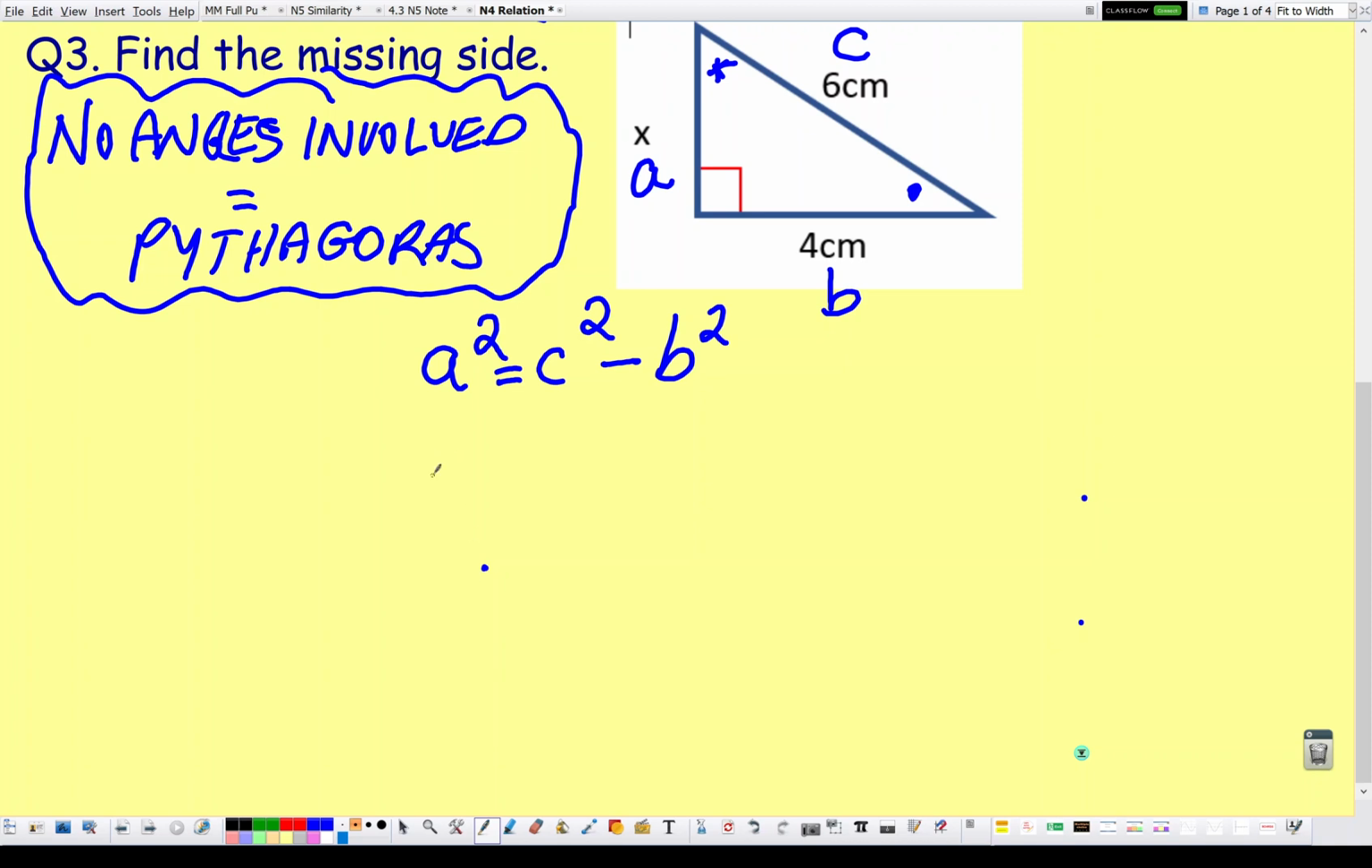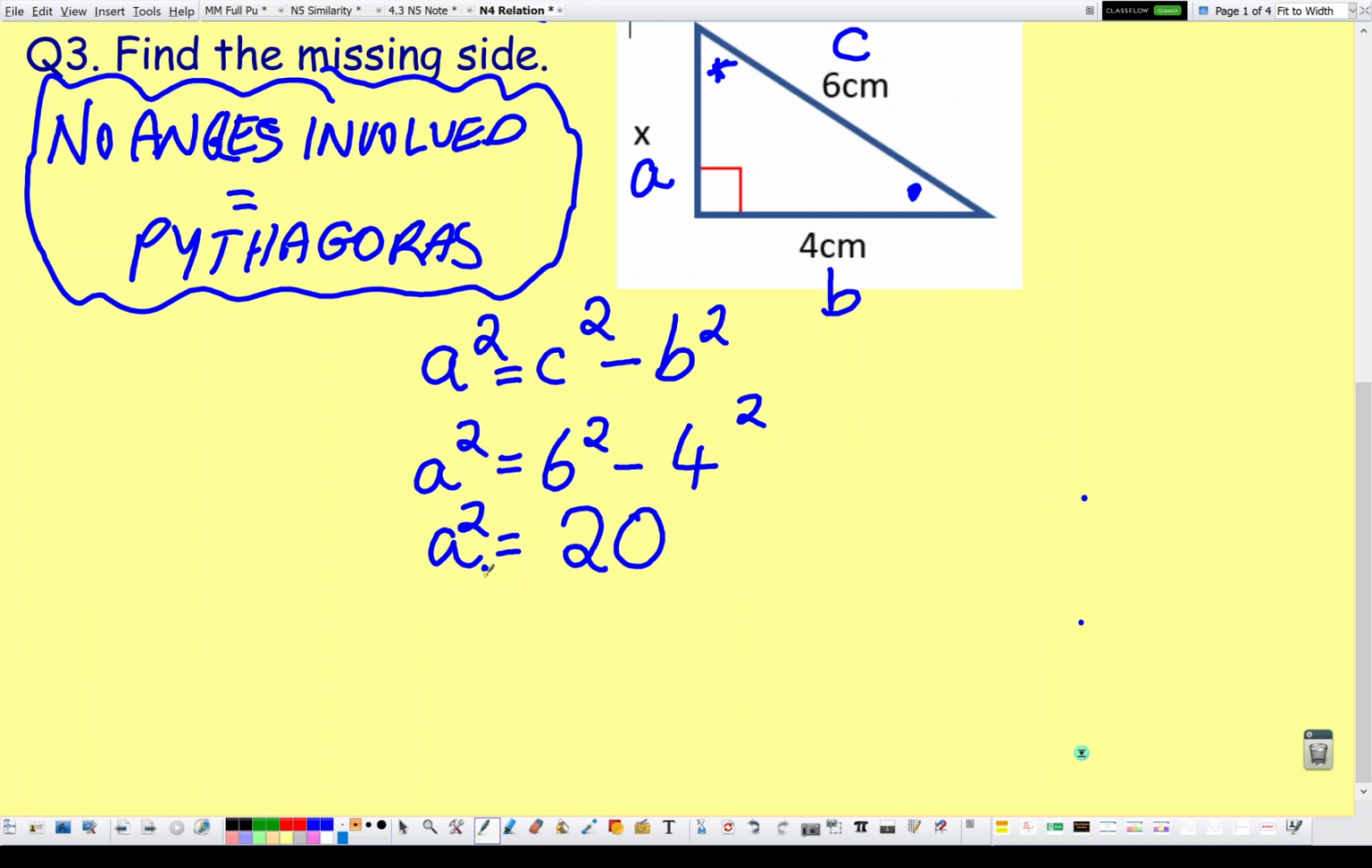Right, you will need a calculator handy. So A squared is equal to 6 squared, take away 4 squared. Now some of you should be able to do that in your head. 6 squared, 6 times 6, take away 4 squared, 4 times 4. But you will always have a calculator, so let's maybe practice for Nat 5 to not use a calculator. 6 squared is 36, take away 4 squared, which is 16. So 36 minus 16, that's going to be 20.